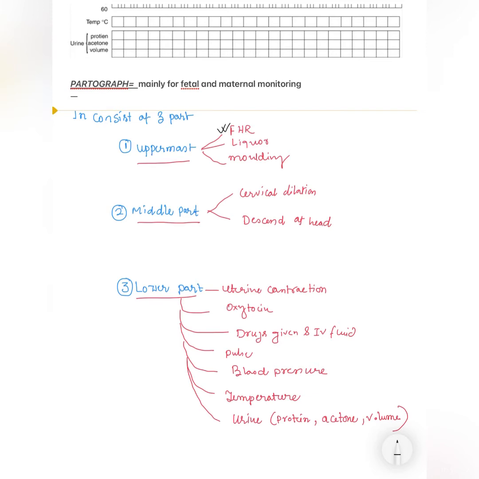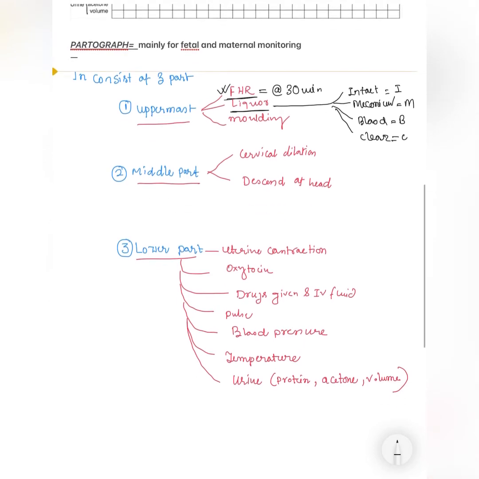At the uppermost part there is the fetal heart rate, and the fetal heart should be monitored every 30 minutes. Then we go for liquor, and liquor can be intact, meconium stained, blood stained, or clear. For these we use I, M, B, C.